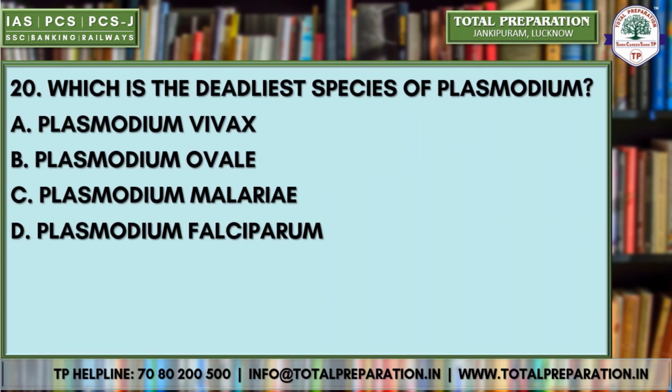Which is the deadliest species of Plasmodium? Option A, Plasmodium vivax, option B, Plasmodium ovale, option C, Plasmodium malariae, option D, Plasmodium falciparum. The correct answer to this question is option D, Plasmodium falciparum.